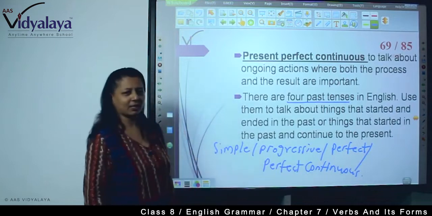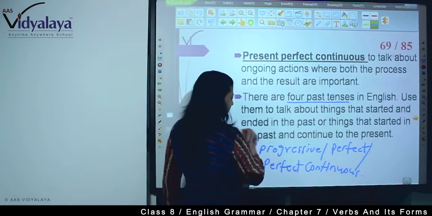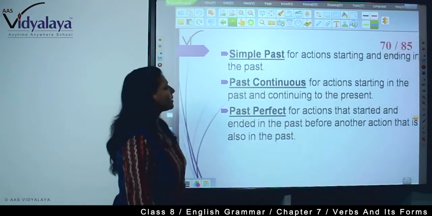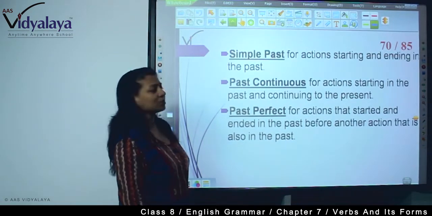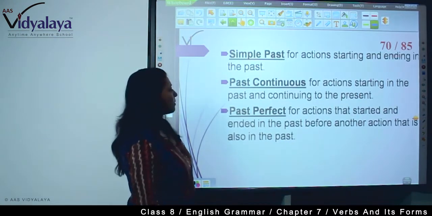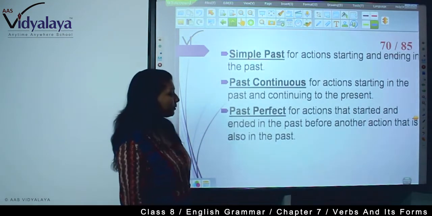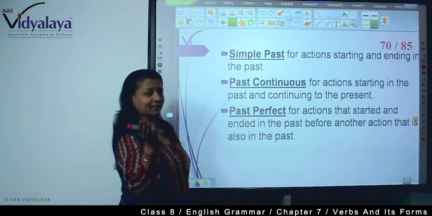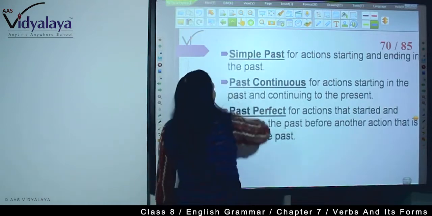See, this is perfect continuous. So you are seeing these are the 4 past tenses. Now simple past for actions starting and ending in the past. Past continuous for actions starting in the past and continuing to the present. Past perfect for actions that started and ended in the past before another action that is also in the past. So recent past and the earlier past. In this way we use past perfect.